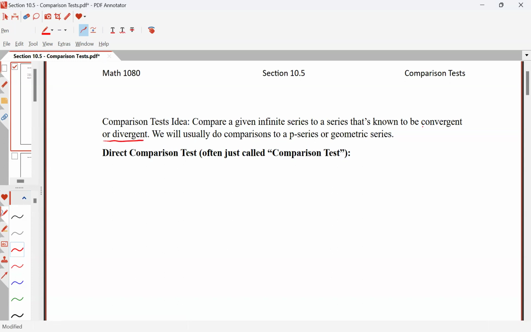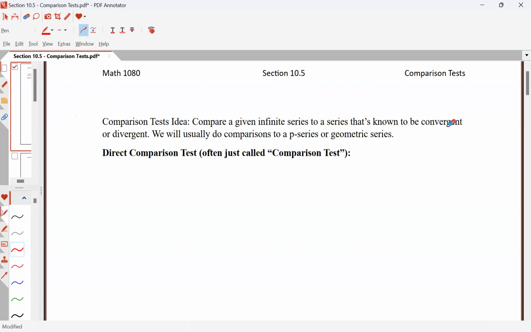If we know it's convergent or divergent, very likely this is a p-series or a geometric series, because those are really quick and easy to tell. Does this converge or does this diverge? So we will most often do these comparison tests to p-series or geometric series. And we actually get two tests that we'll just generically call the comparison tests. There is the direct comparison test and the limit comparison test.